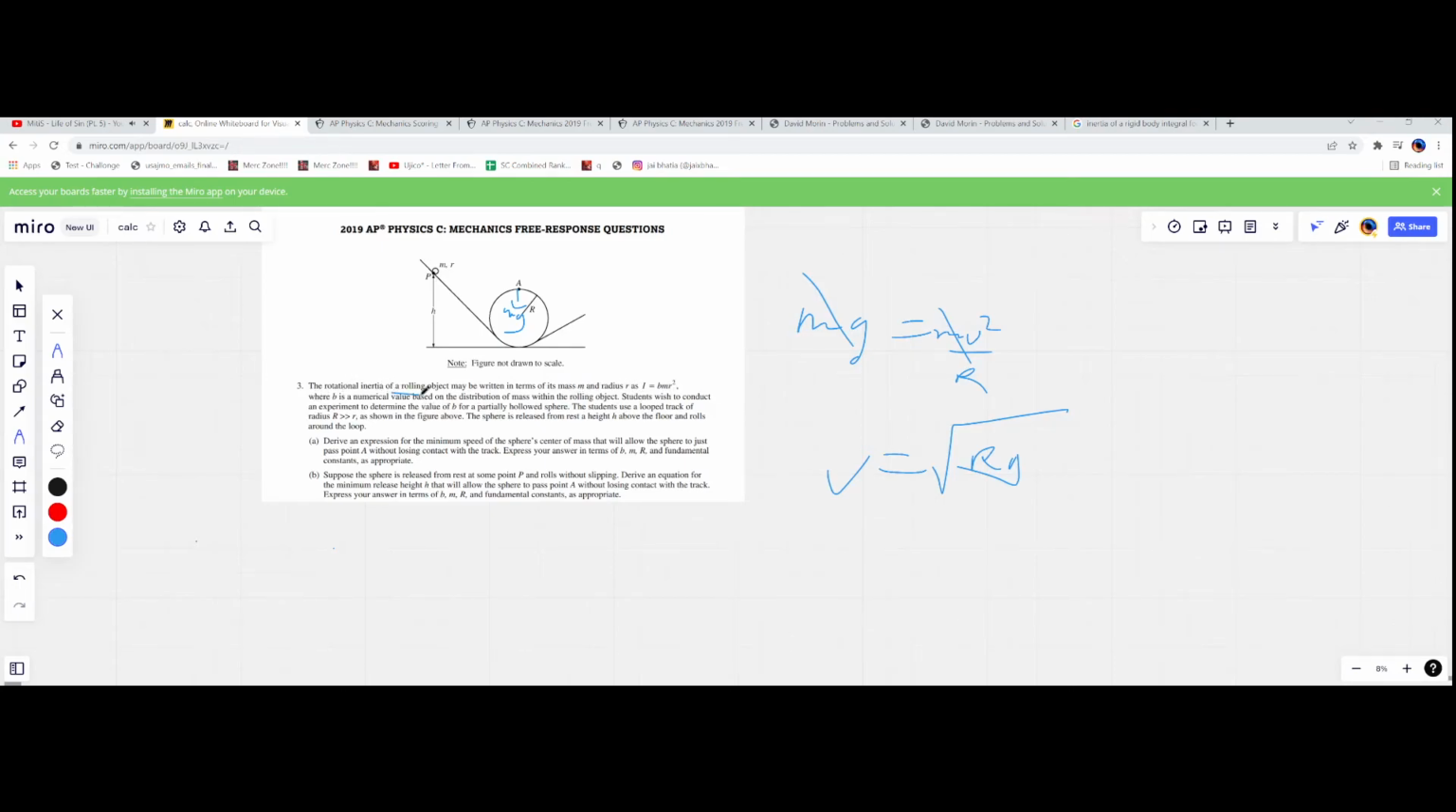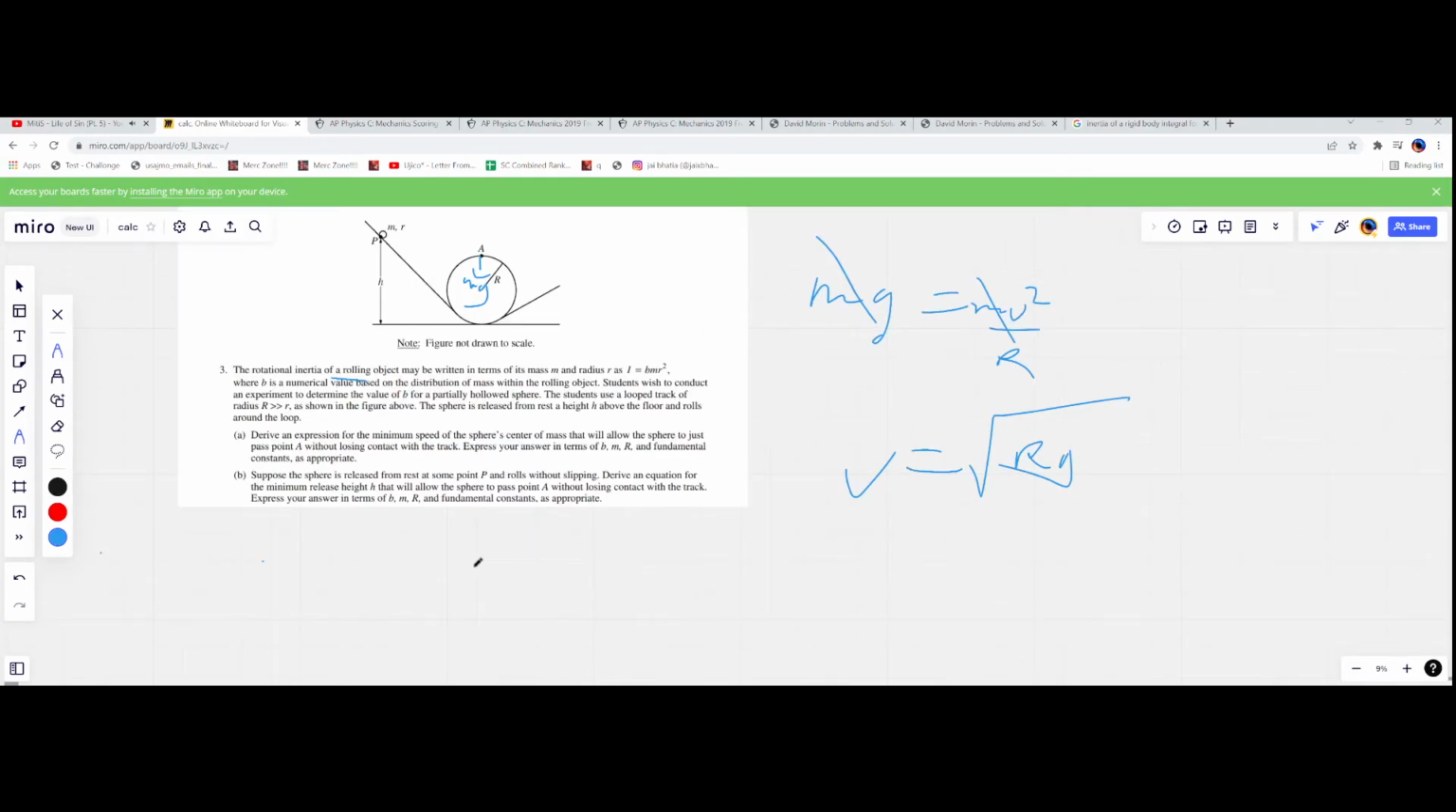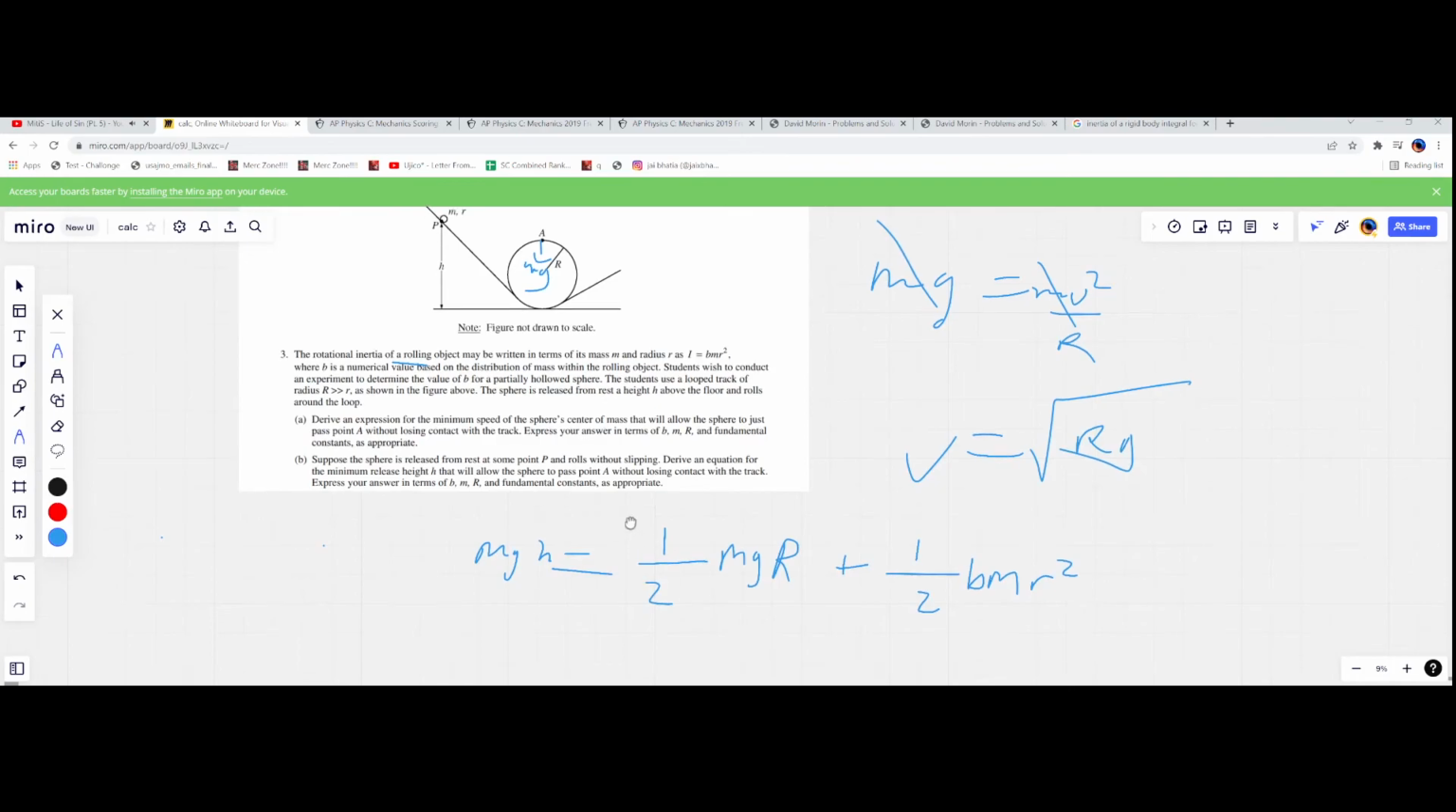Okay, so it says rolling object, and it rolls without slipping. So then you have that mgh is equal to 1/2 m(rg), might as well just simplify v squared into that, plus 1/2 b m r squared, lowercase r, that is.